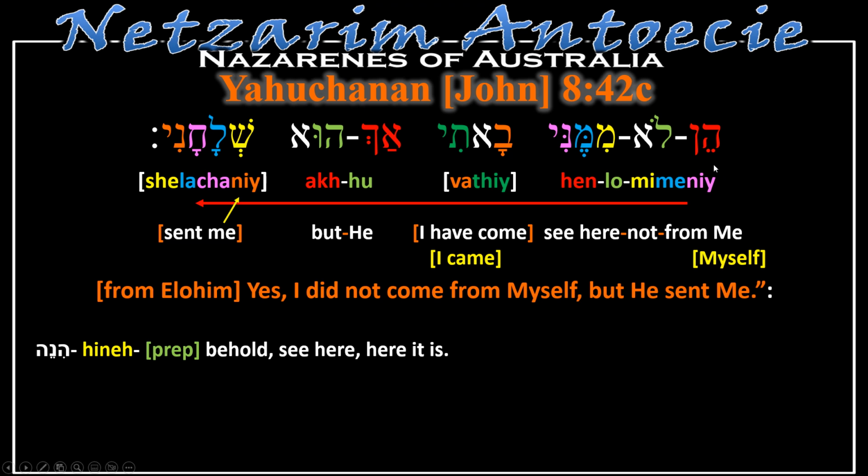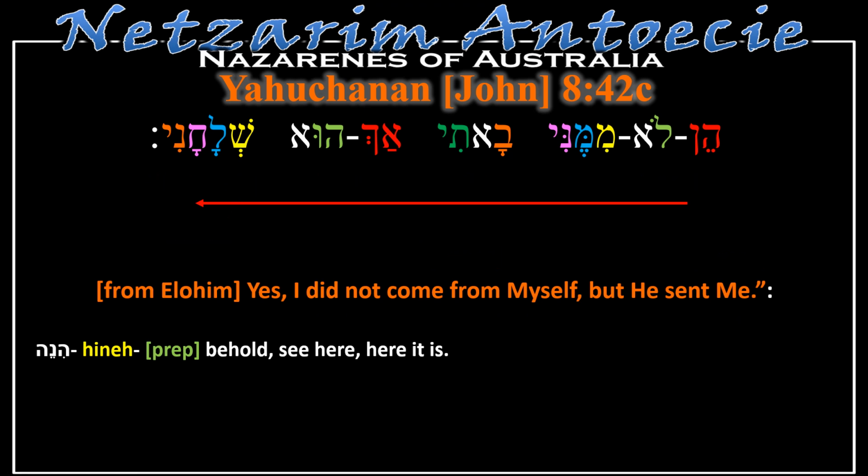And we read it: hen. And hen can be "see here." If you look down here, its root is hine. As a preposition, it means behold, see here, here it is. So I've got "see here," lo, not, me'ni, literally meaning from me. It's not often translated "from myself." But I have come, or I came. Ak, but, hu, he, shelachani, sent me. So we know we're talking about Elohim here, right? From Elohim, yes, I did not come from myself, but he sent me. That's the translation.